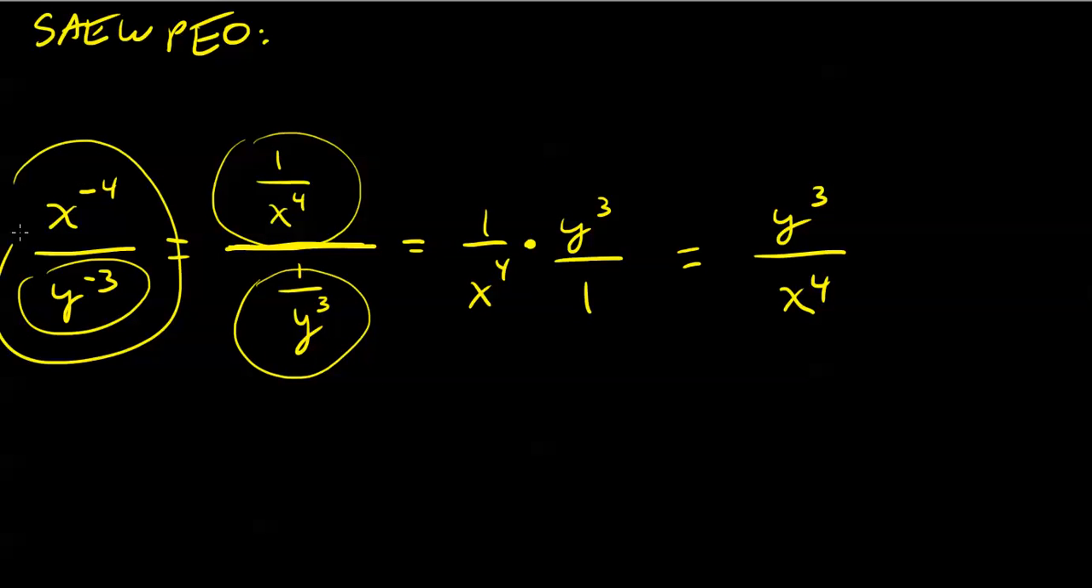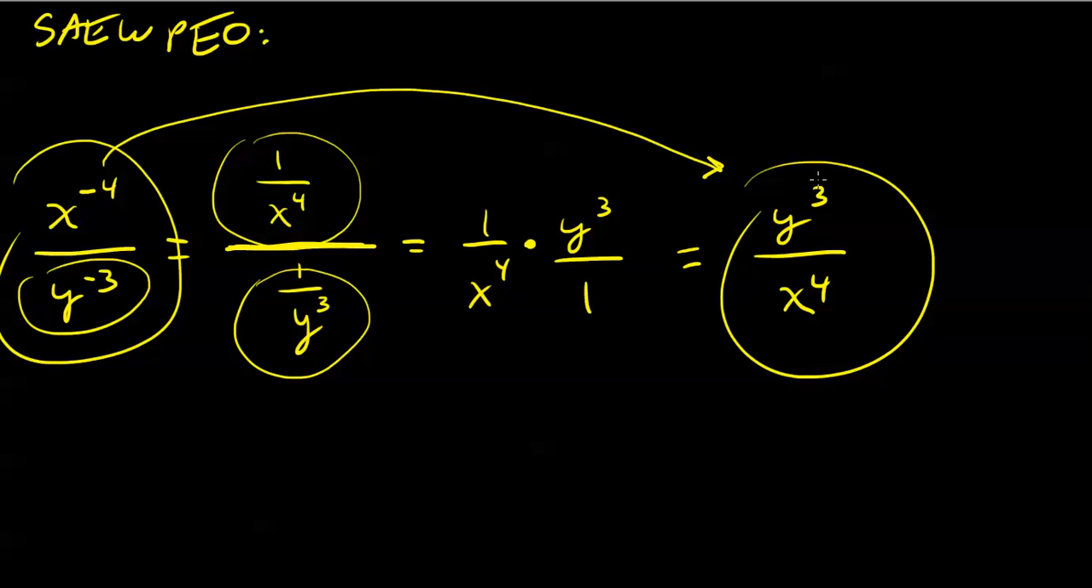Hopefully you can see a shortcut here. If you have negative exponents in both numerator and denominator, you can just bring the numerator expression down and change the exponent sign, and bring the denominator expression upstairs and change the exponent sign. A little bit of a shortcut there, so you don't have to go through all these steps each time.